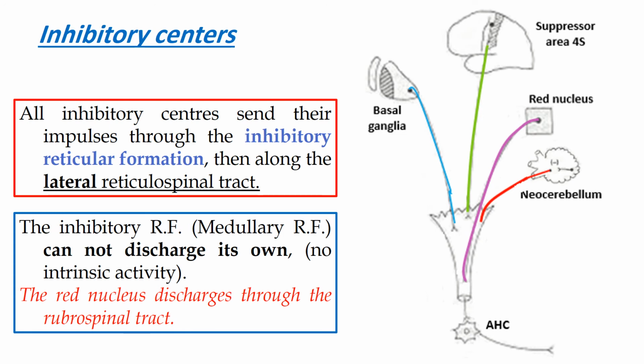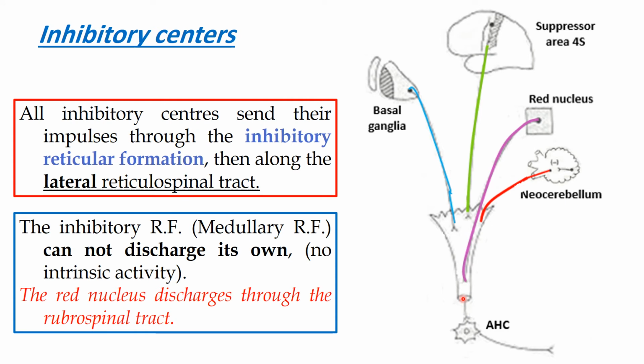The inhibitory centers, let's revise. The inhibitory centers were the suppressor area for S, the basal ganglia, the red nucleus, the paleocerebellum, not the neocerebellum here, and the inhibitory reticular formation. Okay? All inhibitory centers send their impulses through the inhibitory reticular formation here, which is the medullary reticular formation.